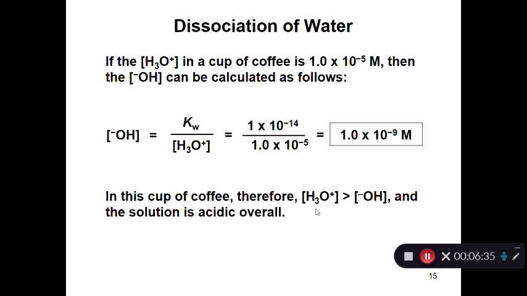In this calculation, we are going to end with one specific summary, comparing the amount of ions: hydronium 10 to negative 5, hydroxide 10 to negative 9. So 10 to negative 5 is greater than 10 to negative 9.